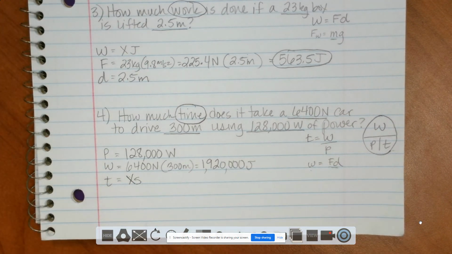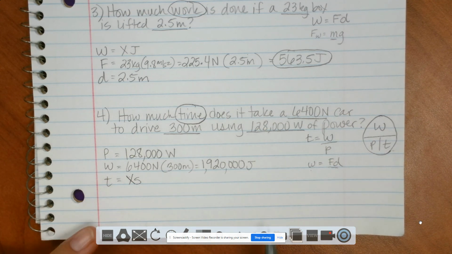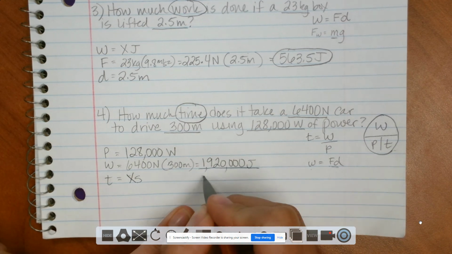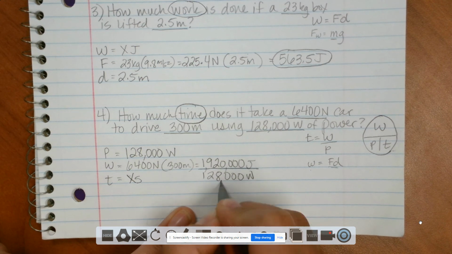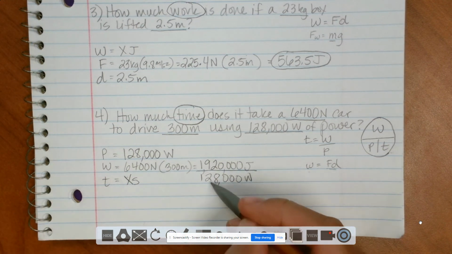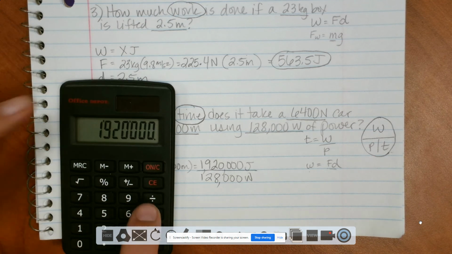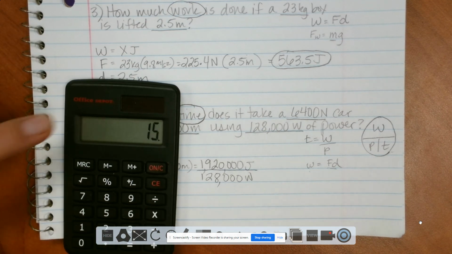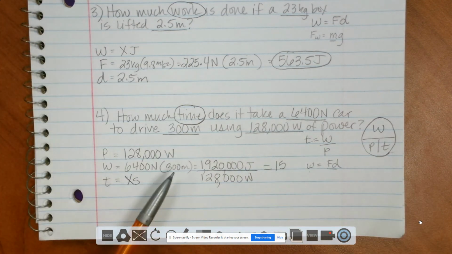All right, so now I have a power, I have a work, I'm going to find time. Remember, it's work divided by power. So time equals work divided by power. Well, here's my work. I'm going to divide that by power, which is 128,000 watts. So I could cross out and just divide, but I already have this in my calculator. So I'm just going to divide by 128,000. I get 15. Now, we need a second, which is time.